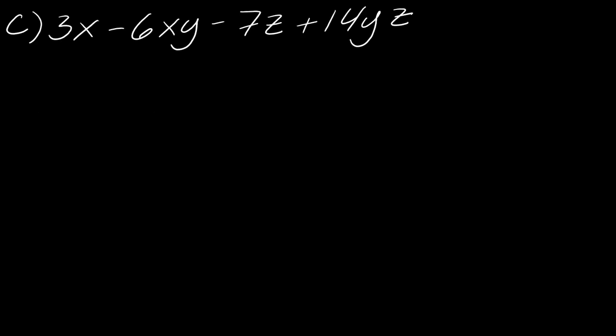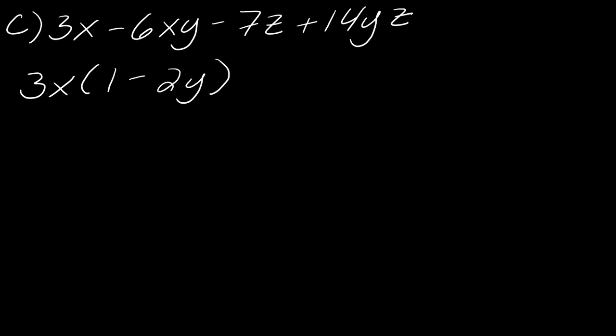Okay, next I have this example here. I strongly recommend that you pause and try this one totally on your own just to make sure that you've got it, and then hit play when you're ready. Okay, so out of the first two terms, what I can factor is a 3x. And so 3x divided by 3x is 1. And then 6xy divided by 3x is going to give me minus 2y.